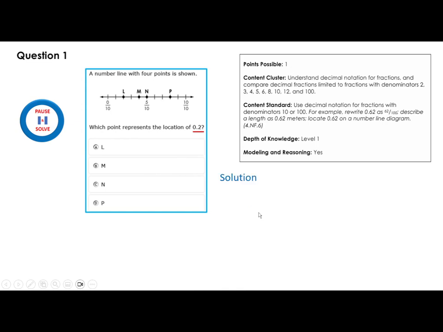So you need to remember that 0.2 is 2 over 10. Okay, so if you look here, that's 0 over 10, 1 over 10, 2 over 10, 3 over 10, 4 over 10, 5 over 10. So the answer would be L, which is 2 over 10. The key here is to remember that 0.2 means 2 over 10, 2 tenths.